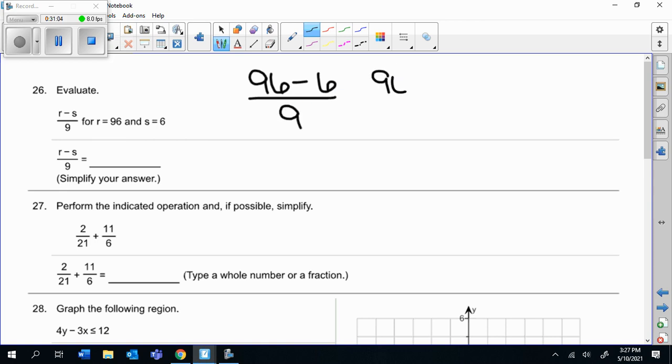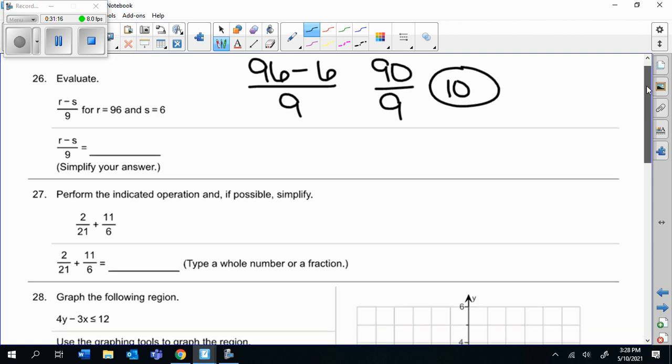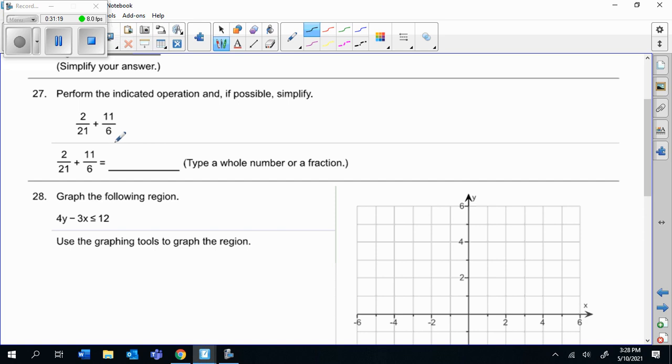So we subtract and simplify the numerator first. 90 over 9 is just 10. Adding fractions is always a skill you need, regardless of what math level you're in. It never goes away. 21 is 3 times 7, and 6 is 2 times 3. So my common denominator needs to be 42.